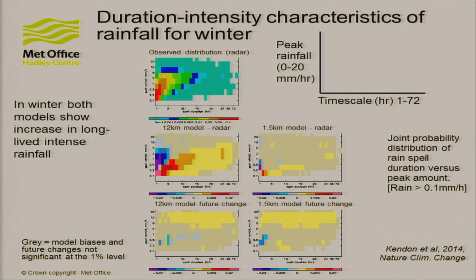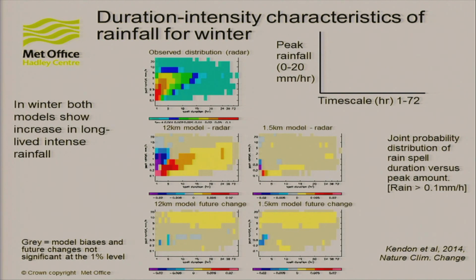Just a couple of results here. This is a joint PDF of rainfall intensity versus time scale. I'm sorry, you might not be able to read the scales here. This is very strong short time scale rainfall versus long, weaker rainfall. And here are the biases from the two different models. Typically for a parameterized model, it can't do short time scale intense rainfall, because that's not what a convective parameterization tends to do. Whereas the bias is much, much better in the 1.5 kilometer model. It really can do a much better job of this.